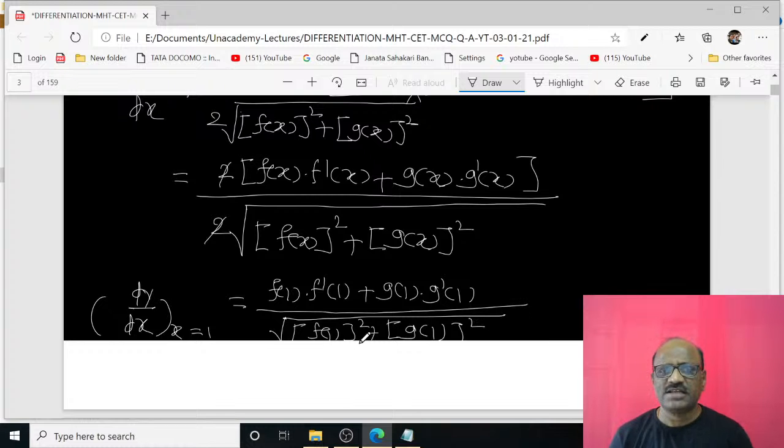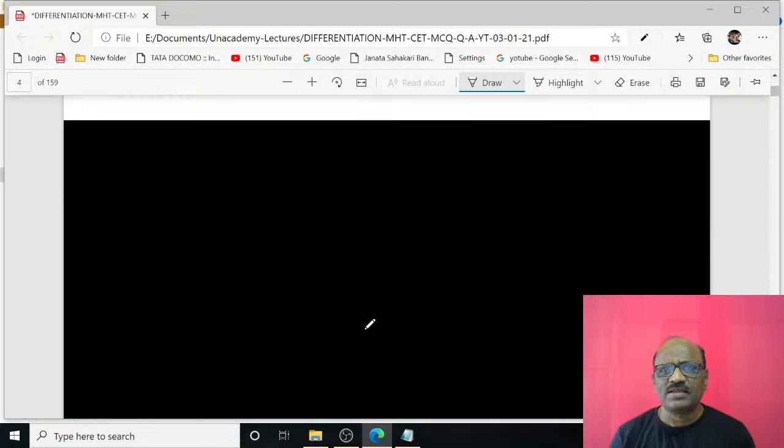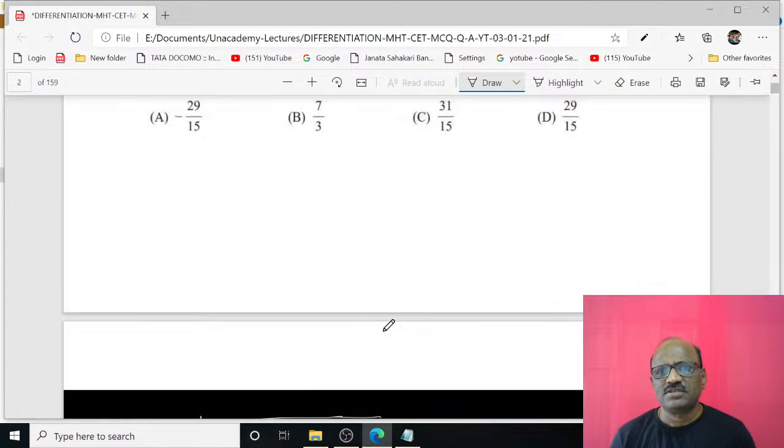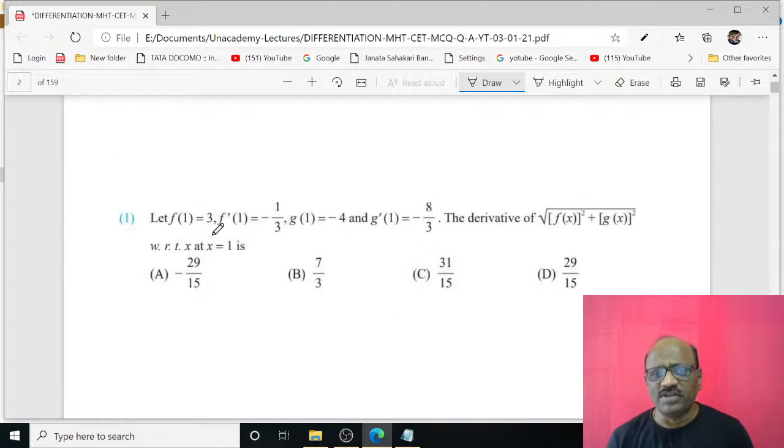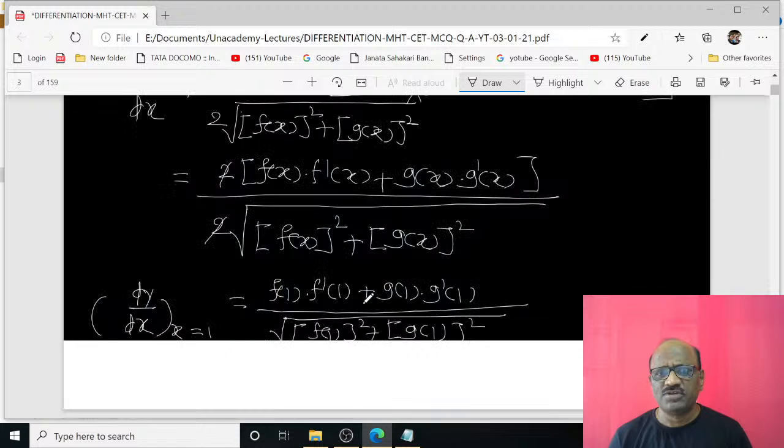Okay, the next slide I will write here. The values are, now see this, we know their values. f of 1 is 3, f dash of 1 is minus 1 upon 3. g of 1 is equal to minus 4 and g dash of 1 is equal to minus 8 upon 3. Now our job is to fill in their values. Now we'll substitute the values here.